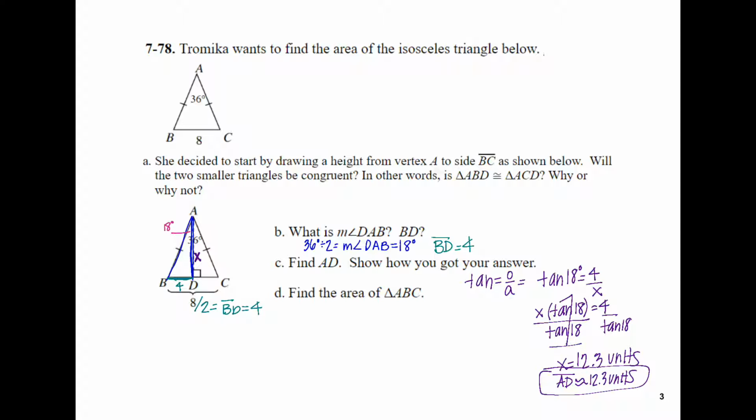It then asked us to find the area of triangle ABC. So the area of a triangle is equal to 1/2 times its base times its height. So if we know that its base is 8, and we now know that its height is approximately 12.3, and we type this into our calculator, we can say that the area of triangle ABC is about 49.2 units squared.